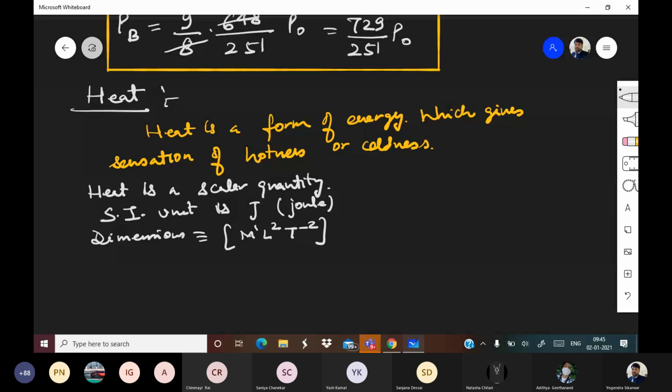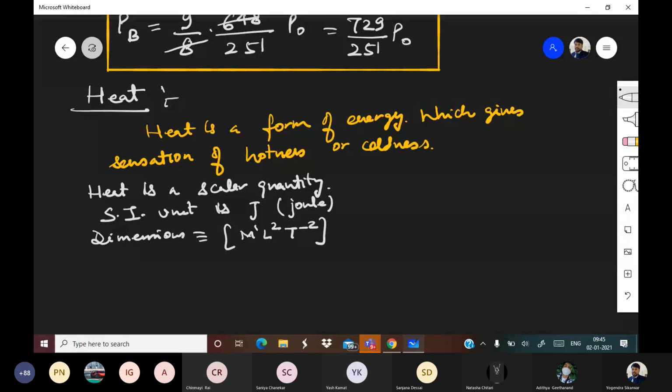Okay. Now, when I said that heat is a form of energy which gives the sensation of hotness or coldness, there is one very important thing we all should pay attention to, and that is that our sensations can be deceptive. You may ask, sir, how? Let me give you an example.